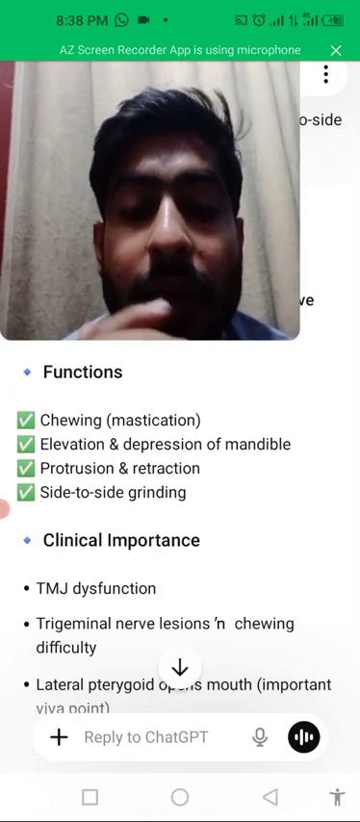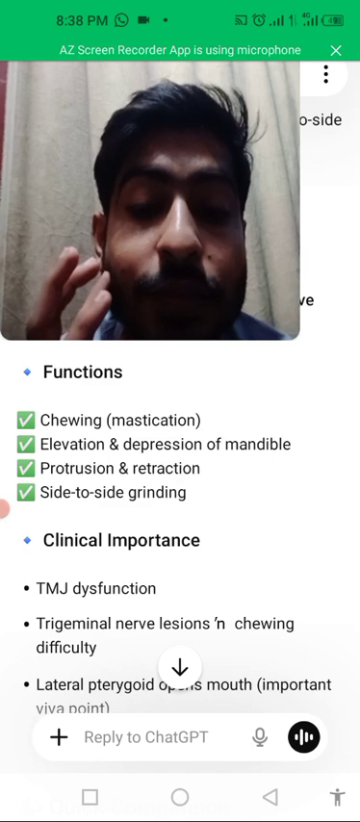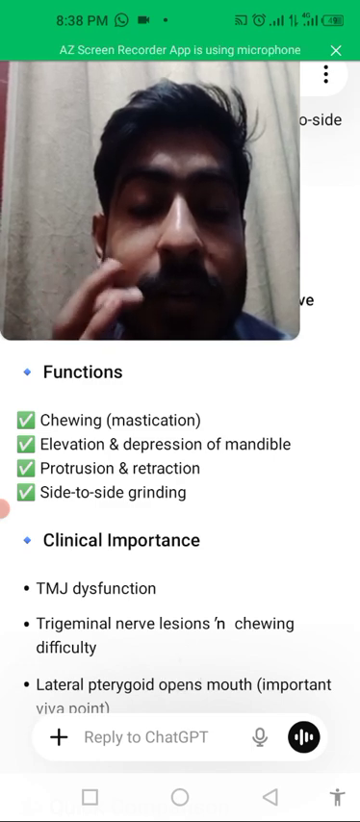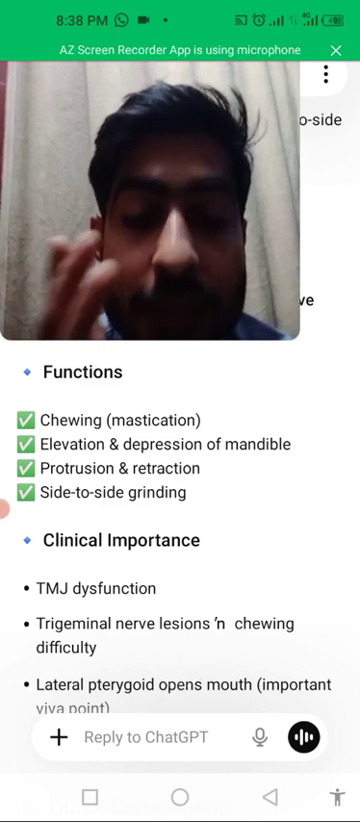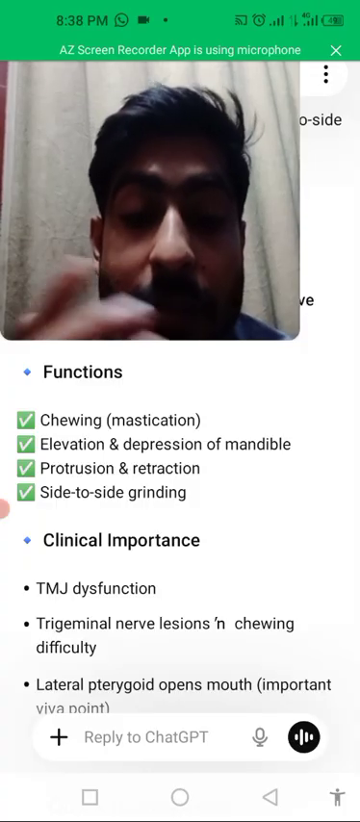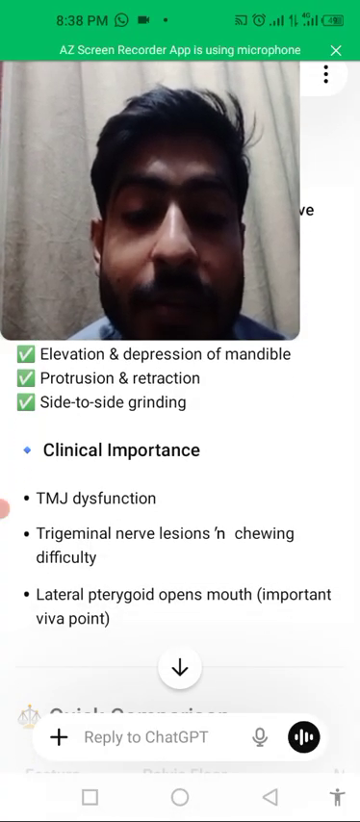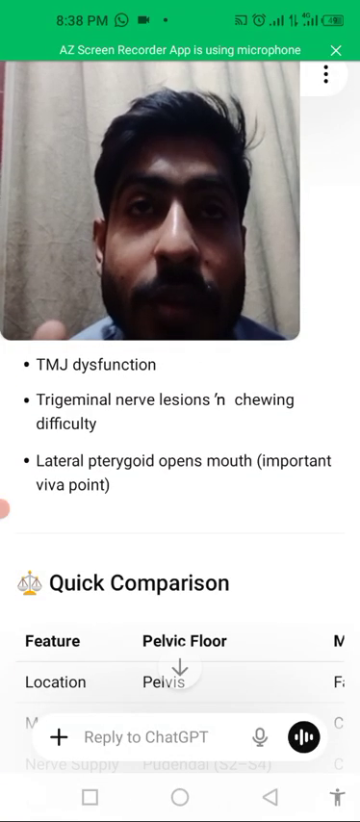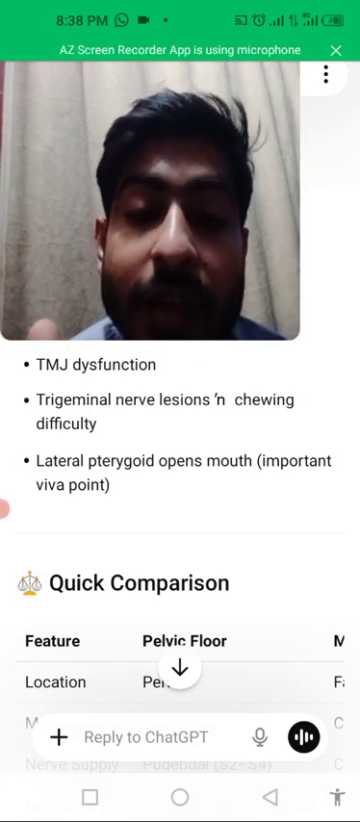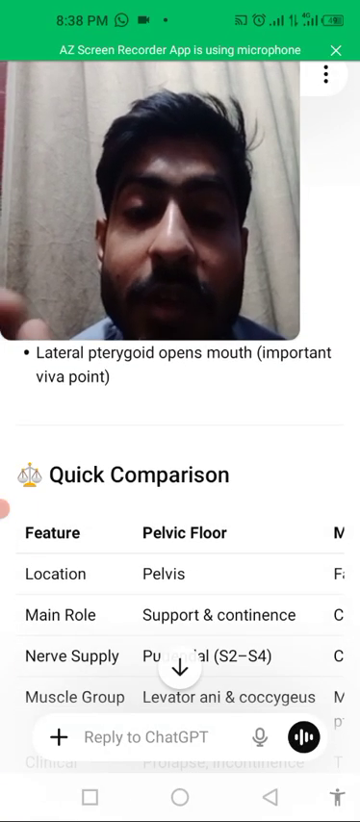There is clinical importance: with dysfunction, displacement of the TMJ, the temporomandibular joint, can happen. A trigeminal nerve lesion results in chewing problems. The lateral pterygoid opens the mouth, and the masseter closes the mouth. So the masseter closes the mouth, and the lateral pterygoid opens the mouth. This is a very important thing to memorize.